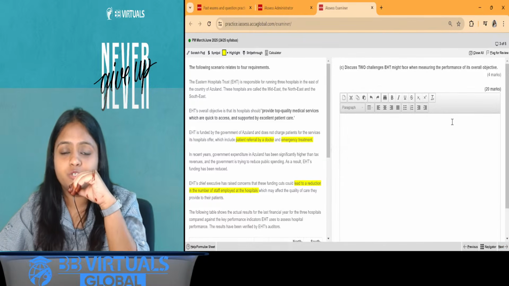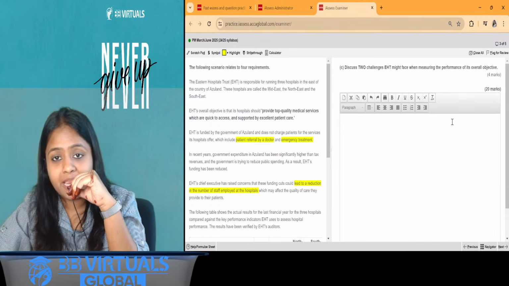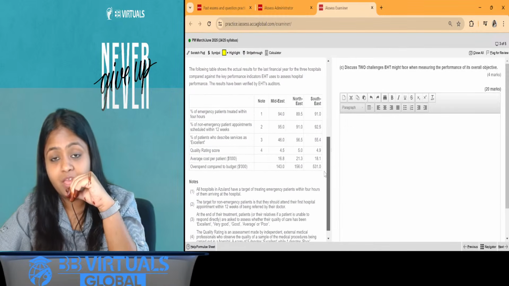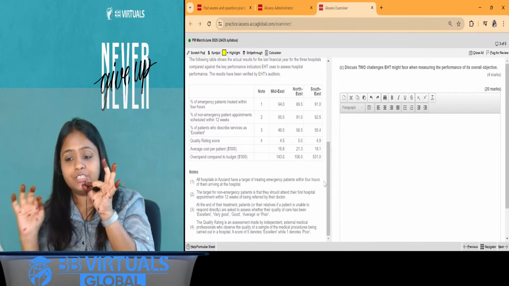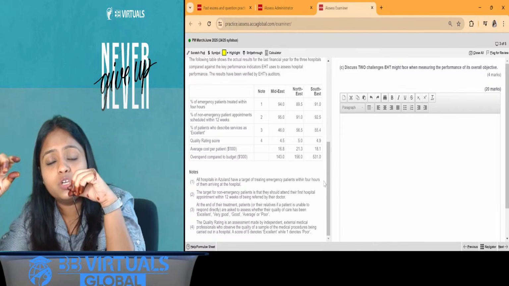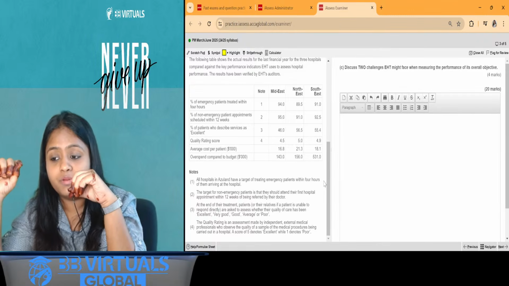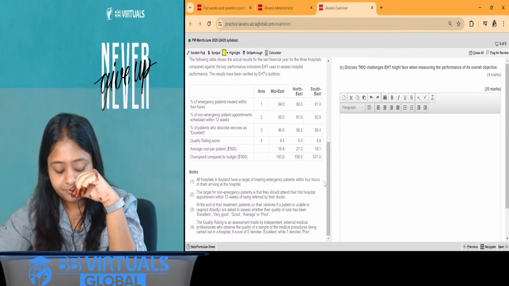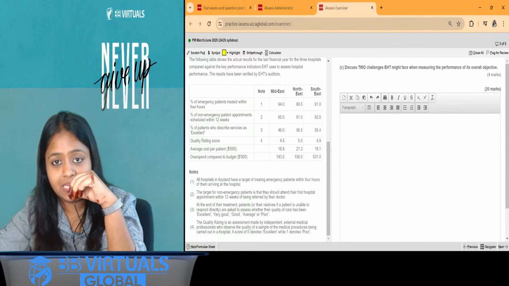The last portion of this question, very simple. Just discuss 2 challenges that EHT might face when measuring the performance of its overall objective. Now, can you give me this answer? 4 marks, 2 marks for each challenge, which you will not write in bullets, you will write in a paragraph. What according to you can be the 2 challenges that this hospital might face when they are measuring the performance of its overall objective? When they are measuring the performance against the 3 E's, what are the challenges that they can face?